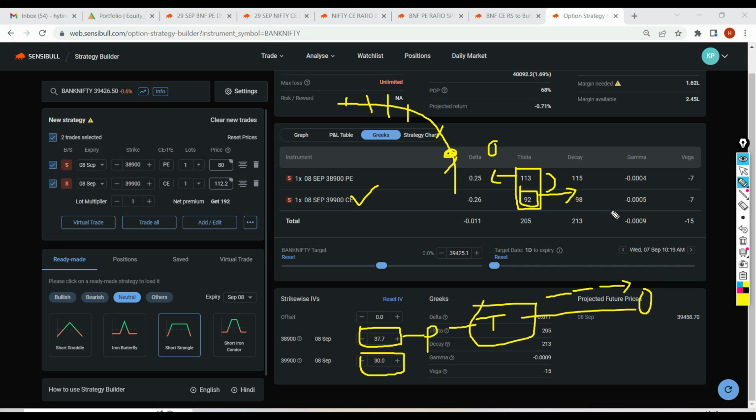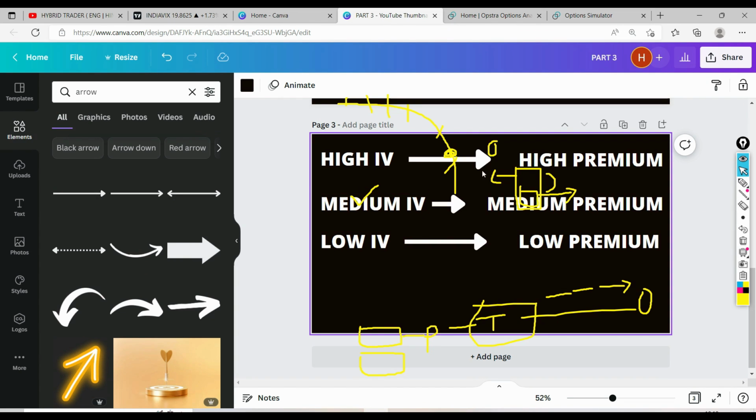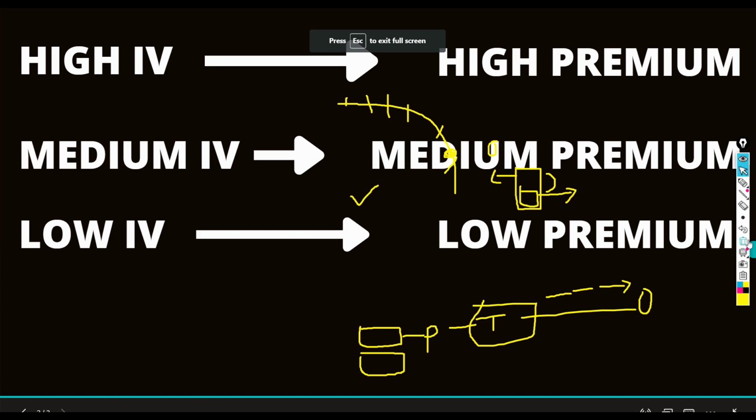I think I was able to deliver the content. If you are not able to understand, pause the video. Whenever you deploy a trade, you need to know all these basics about the IV. You cannot blindly go ahead and deploy the trade.